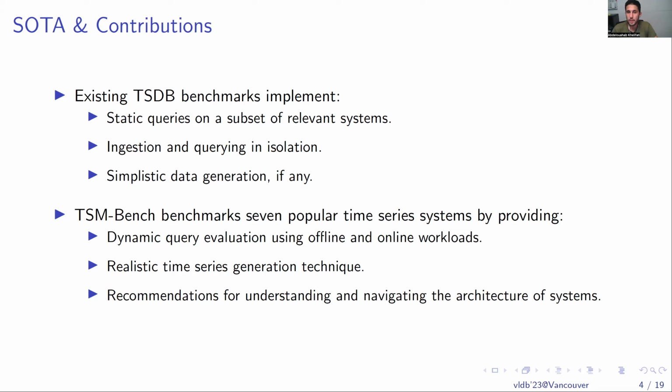Our benchmark, TSM Bench, evaluates 7 popular time series database systems by providing dynamic query evaluation for both offline and online queries. This means that we evaluate the querying and the ingestion synchronously and asynchronously. We also introduce a time series generation method that produces realistic time series data in large volumes efficiently. Finally, we provide recommendations that help understand and navigate systems performance to better choose the most suitable system for a given use case.